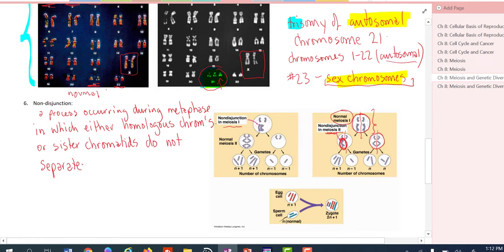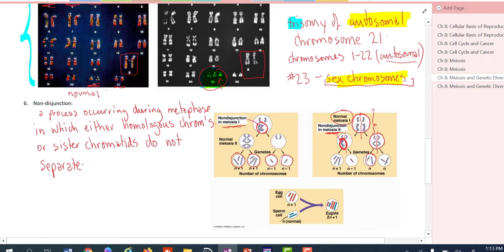So this is occurring in meiosis 2. Here, this is occurring in meiosis 1, the homologous pairs fail to separate. And so both pairs are going to the same side. So here you can see this leads to an abnormal number of chromosomes in this grouping and an abnormal number in this grouping.